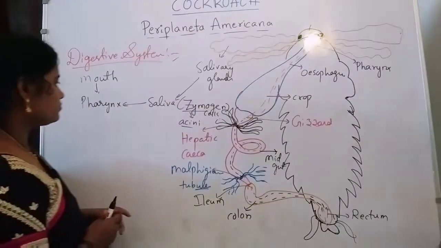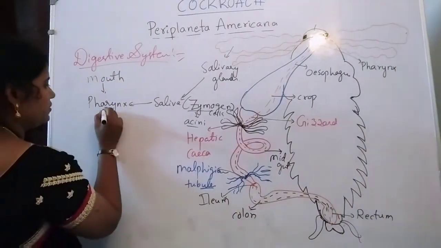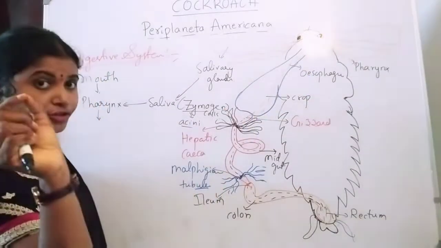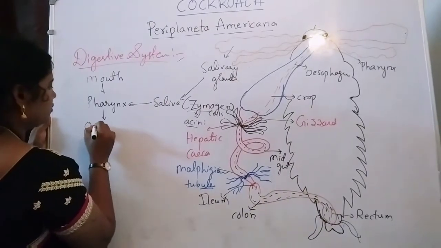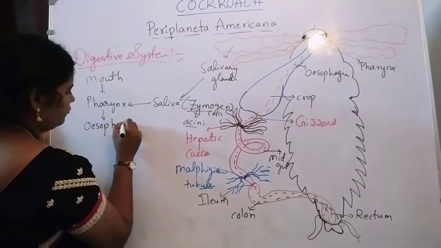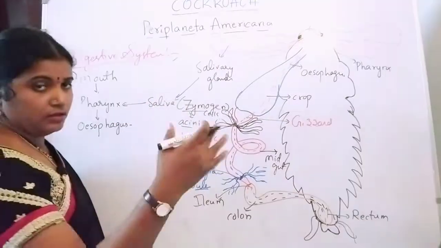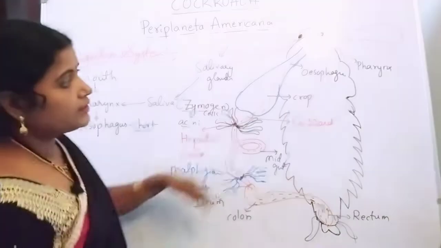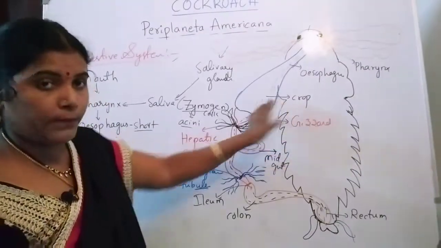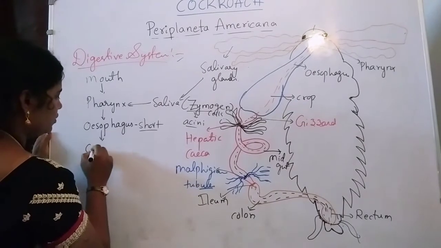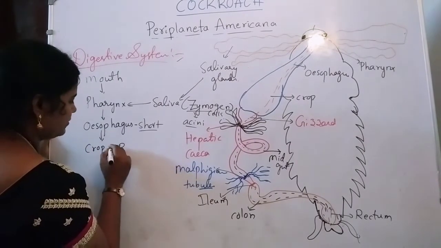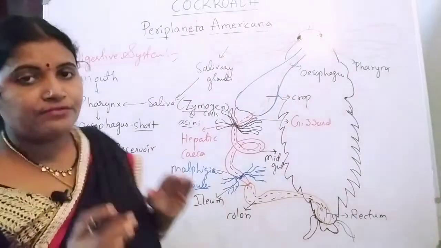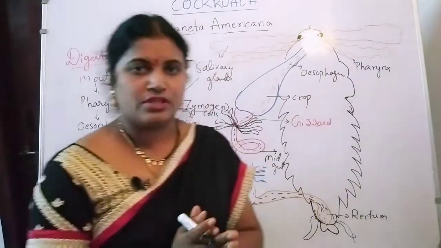After the pharynx, it opens into the esophagus, the narrow short tube. The esophagus is responsible for passing the food. It is a short narrow tube, okay. After that the esophagus opens into the crop. The crop is the reservoir, meant for storing. So the main function of the crop is storing the food substances.